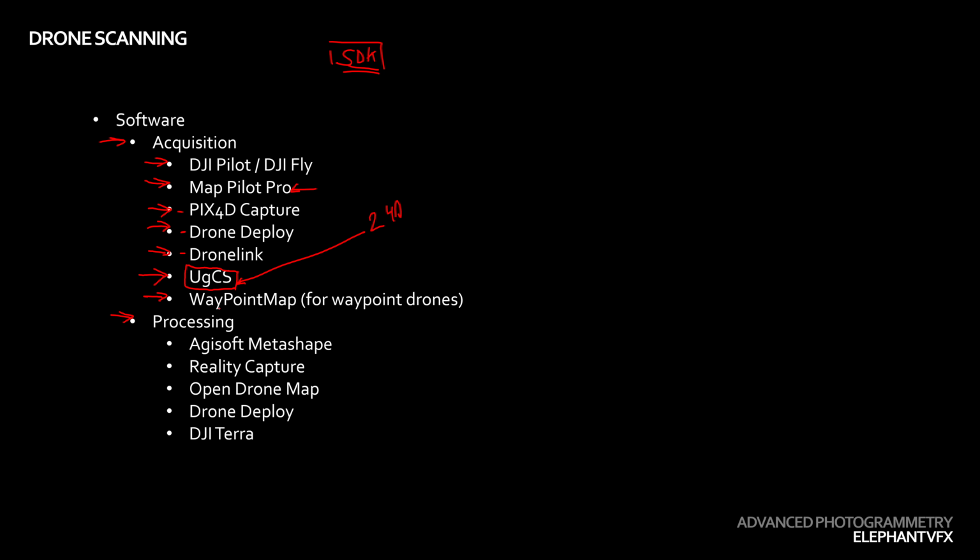This one here, called Waypoint Map, this is the hack that I was telling you about for drones that don't have an SDK. In DJI Pilot and DJI Fly, you can actually use what are called waypoints. So a waypoint is basically telling the drone, this is an environment, I want you to fly from here to here to here, then to here to here to here, and back home, right?